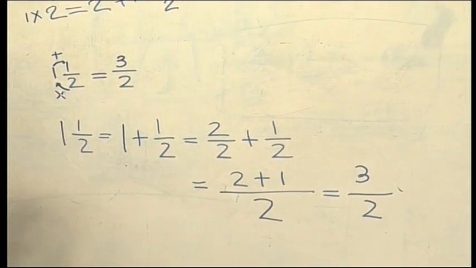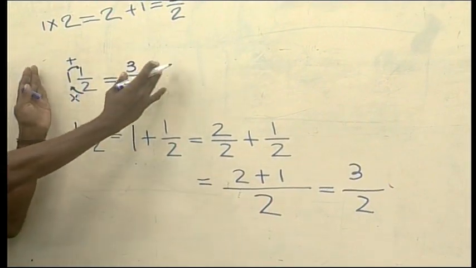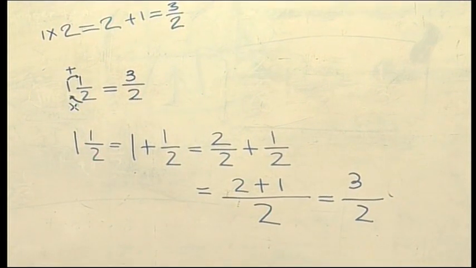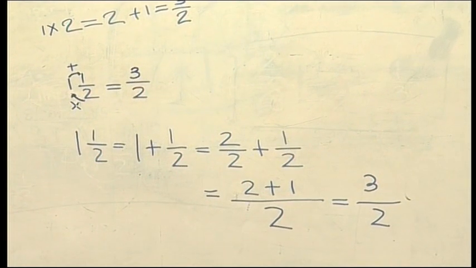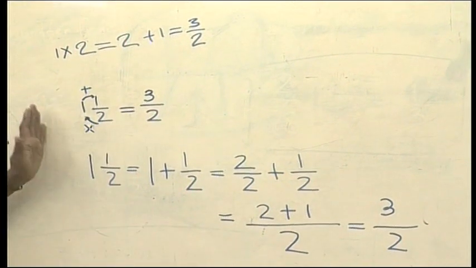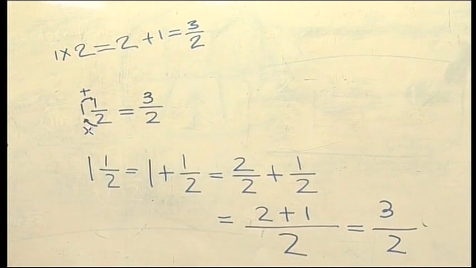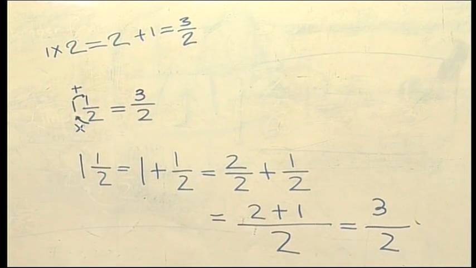So, you can either use this method or use this one. There are two ways that you can change mixed numbers to improper fractions. Whichever you feel more comfortable with, you can use that. Students, these are the two ways that you can use when you want to write a mixed number as an improper fraction.